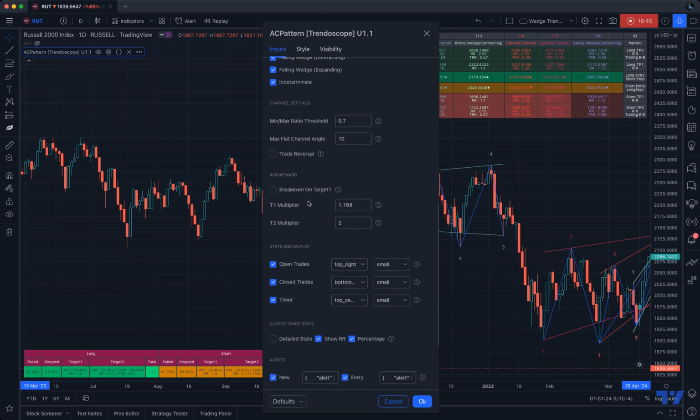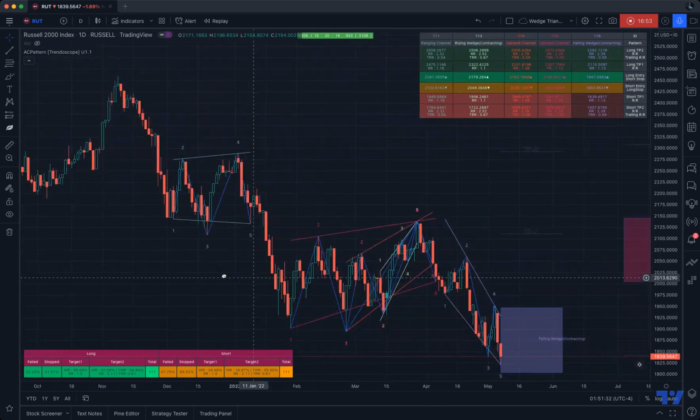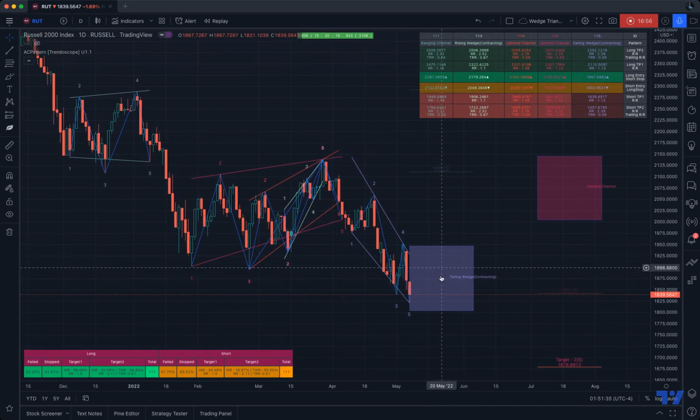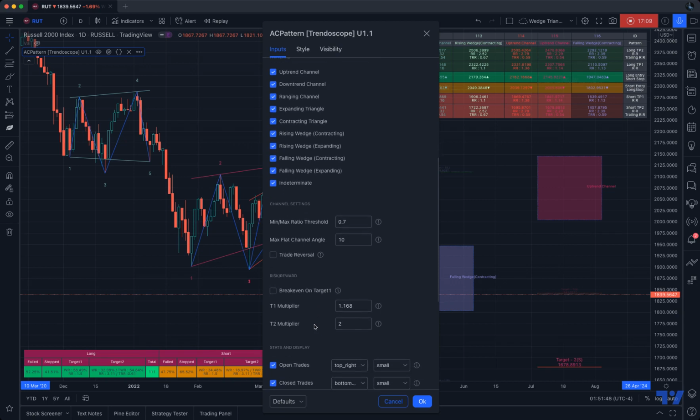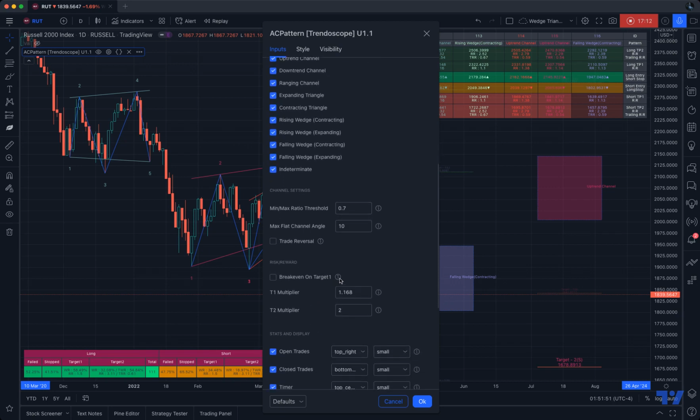Okay, so risk reward break even on target one simply means that when we reach target one, we move the stop loss to entry, so that you will at least break even if the trade fails, right? But I keep it disabled because it will cause more failures than successes. I think the probability of target two is pretty high without enabling this feature.